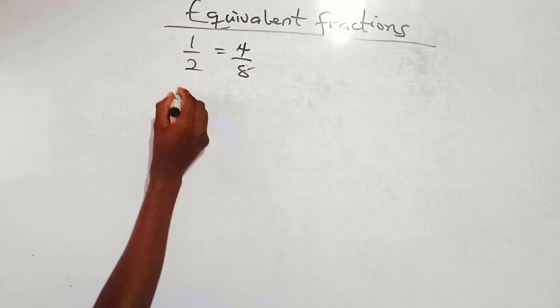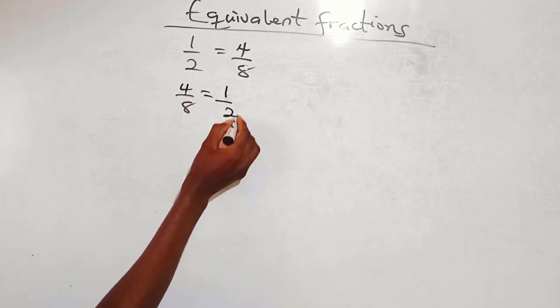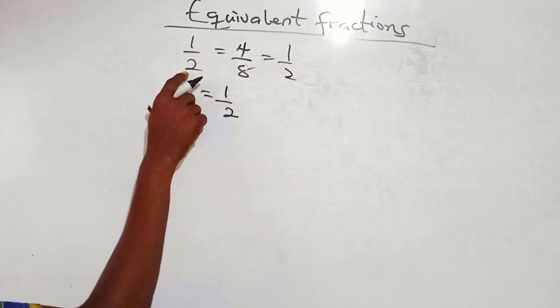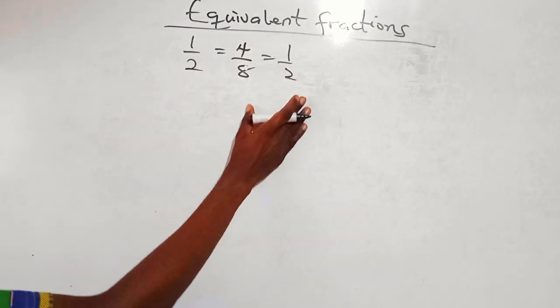For 4 over 8, when you reduce this, 4 here is 1, 4 units is 2. So we can say 1 over 2 equals what? 4 over 8. So this is an equivalent fraction.